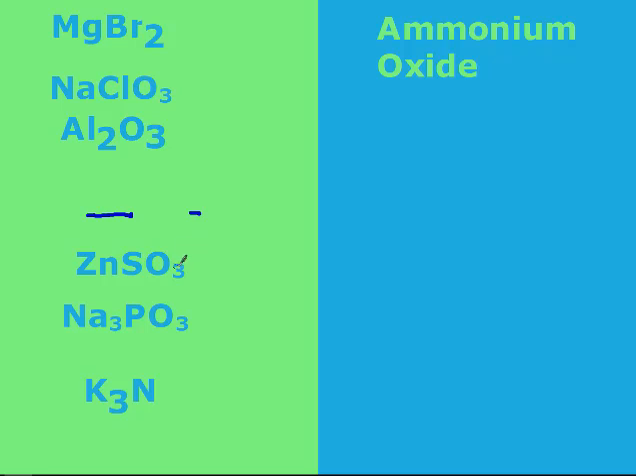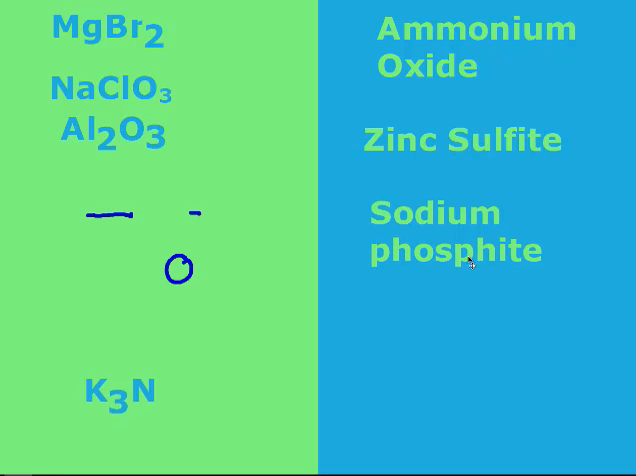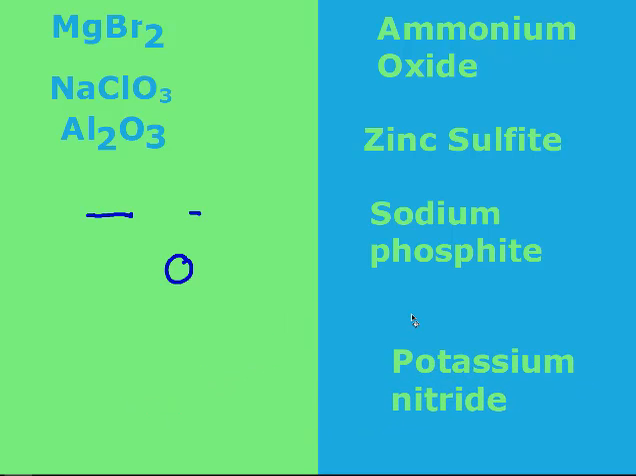ZnSO3. In that case, the 3 does matter because I need to know, is it SO4 or SO3? So I know that's zinc, and then SO3 is sulfite. Na is in group 1A, and then PO3 is a polyatomic ion, so that's sodium phosphite. And the last one, K, is in group 1A. Nitrogen is going to turn into nitride, so potassium nitride.